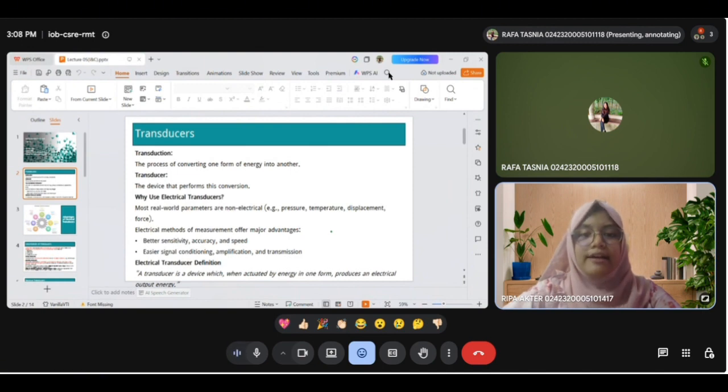In real life, quantities such as temperature, pressure, force, and displacement are not electrical. However, electrical signals are easier to measure and process. Therefore, electrical transducers are used to convert physical quantities into electrical signals. They offer better accuracy, higher sensitivity, and faster signal transmission. Next slide, please.